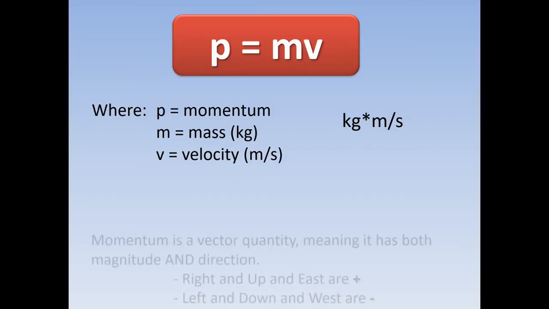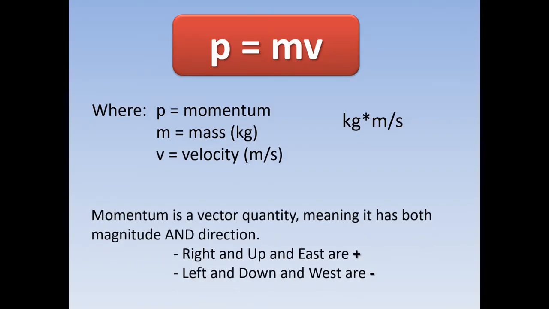Now, momentum is a vector quantity, so we need to include direction whenever we are discussing momentum. For our purposes, we're going to stick with the convention that an object moving to the right or to the east or up will have a positive momentum. An object moving to the left or to the west or down will have a negative momentum.